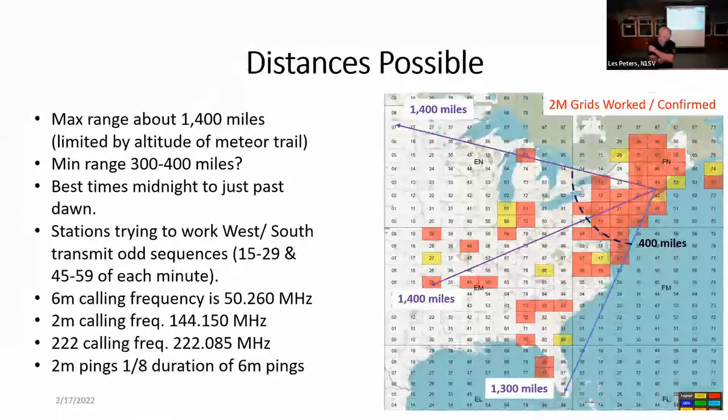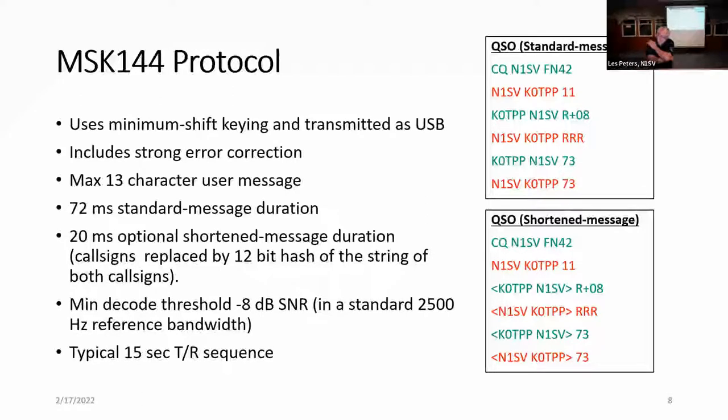Now, think about the different bands. 6 meters is the easiest band to experiment with for meteor scatter. It's a very forgiving band. It has the greatest duration for a ping. When you move from 6 meters to 2 meters, the pings are 1/8 what they are on 6 meters. So if you have a 2 second ping on 6 meters, that's a 250 millisecond ping on 2 meters. So the difficulty level for 2 meters is much greater than 6 meters for that reason. So you need a much longer ping. And on 222 megahertz, it's even more difficult. So you can see the challenge. Let's take a look at the MSK-144 protocol.